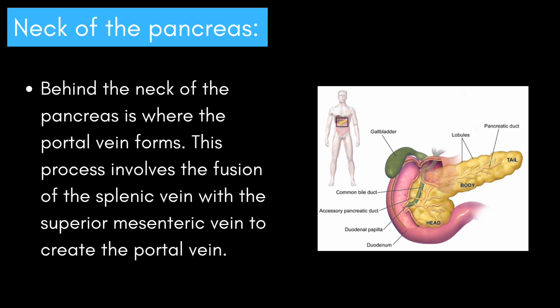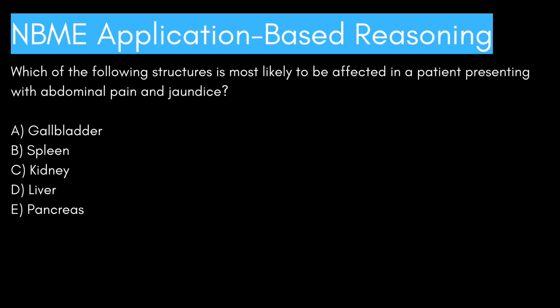All right, now that we have covered all of the content for today, let's look at some NBME-style multiple-choice questions to test your knowledge. Which of the following structures is most likely to be affected in a patient presenting with abdominal pain and jaundice?